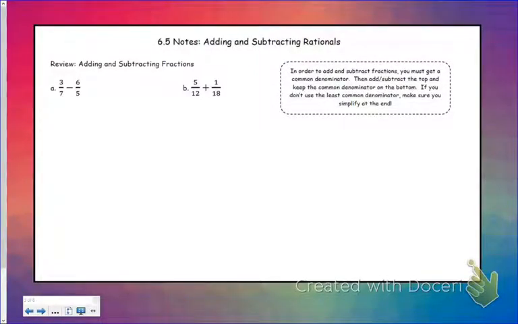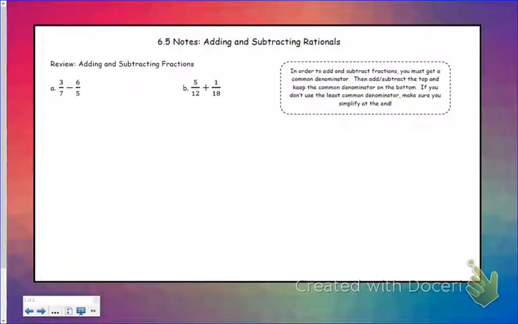Hi guys, so today we're going to look at adding and subtracting rationals. This is going to be very similar to multiplying and dividing, but we have to remember that in order to add or subtract fractions, we need to get a common denominator. So we're going to review how to add and subtract fractions with a common denominator.